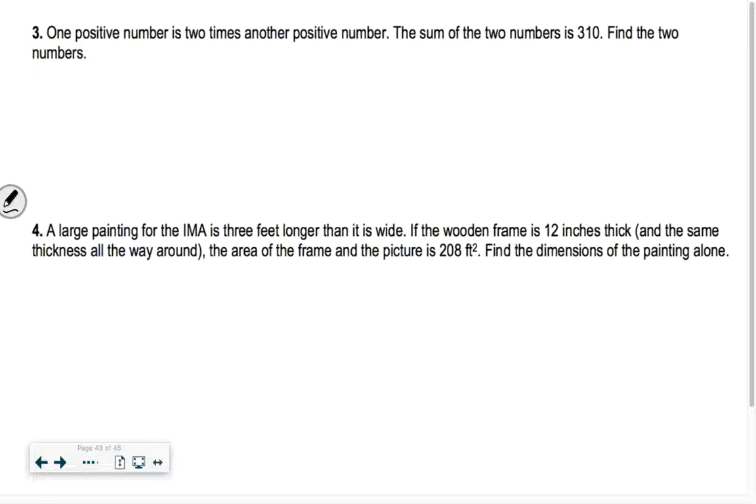All right, how about these ones? One positive number is 2 times another positive number. The sum of the two numbers is 310. Find the two numbers. Okay, so one positive number is 2 times another positive number. So you could do this with x's and y's if you want to. So you could say, let my two numbers be x and y. So one positive number equals 2 times the other number. The sum of the numbers, x plus y, is equal to 310.